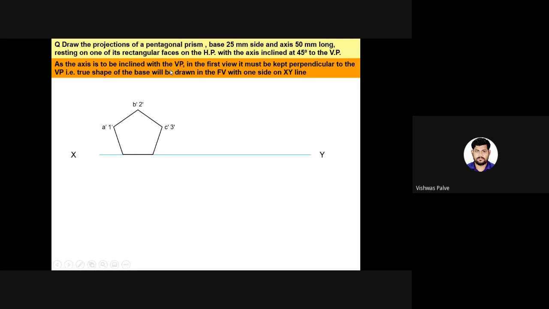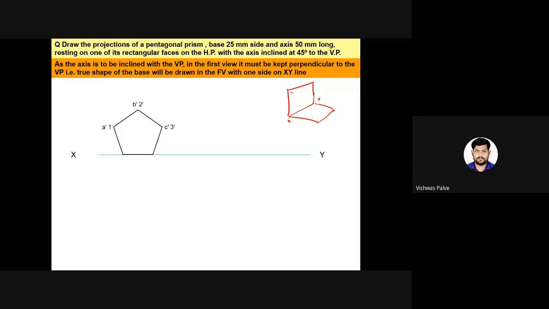As the axis is inclined with VP, the first view will be kept perpendicular to the VP. The true shape will be drawn in front view with one side of the axis XY parallel to one of its sides. If I directly draw its view, it will be very difficult to imagine, right? So let us assume that this object is resting in the first quadrant. After that, draw the projection of a pentagonal prism.